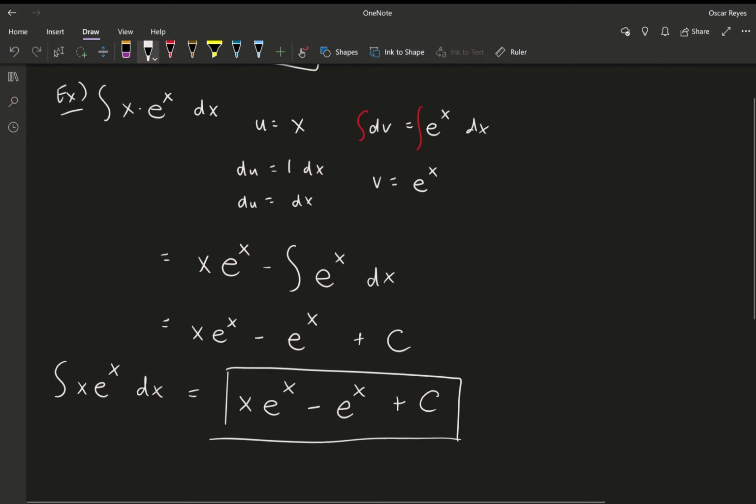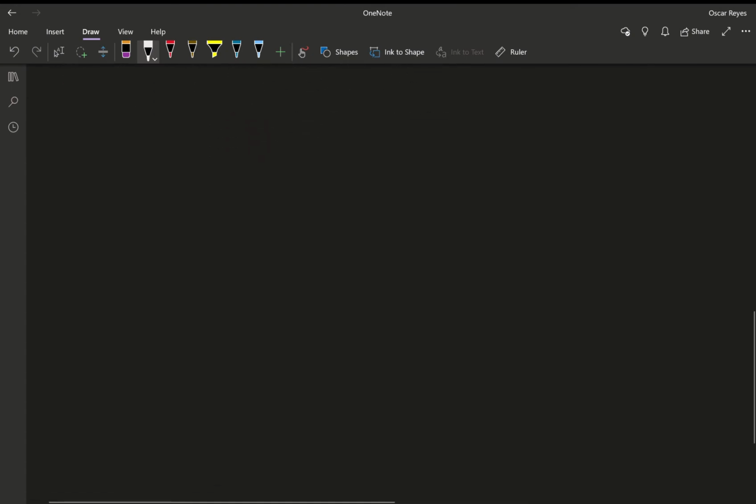So let's go ahead and do some more problems. I know sometimes it gets confusing and I get confused as well, but let's go ahead and do some more problems on these. So another example is going to be the integral of x ln of x dx. Okay, so in this case, it should be a little more obvious what we should set u equal to and what we should set our dv equal to.